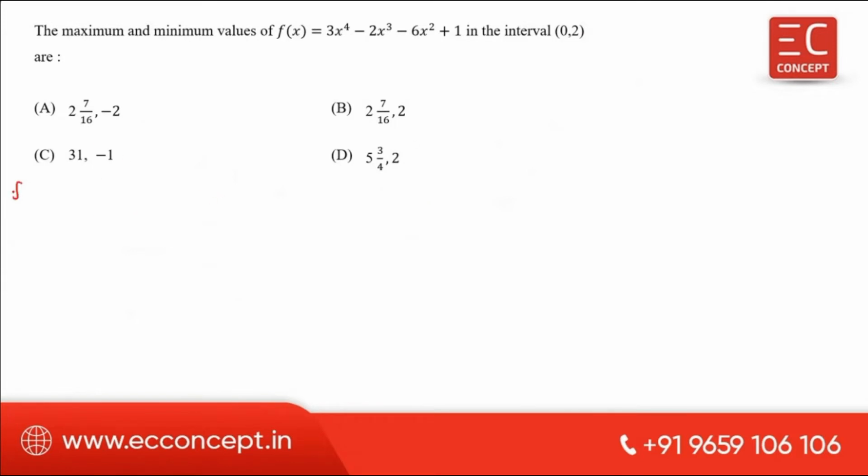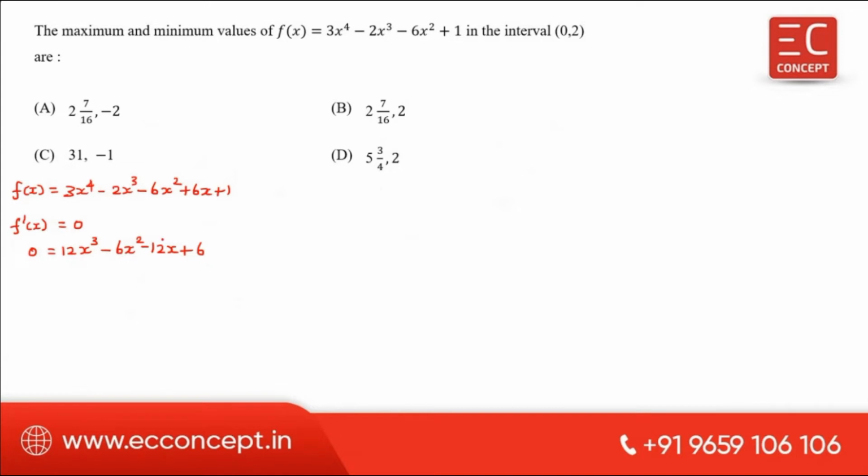First of all, we have f of x, f of x equal to 3x power 4 minus 2x cube minus 6x square plus 6x plus 1. So f dash of x is equal to 0. You have to differentiate this: 0 equals 12x cube minus 6x square minus 12x plus 6. This is 0. Now you have to calculate this x value.